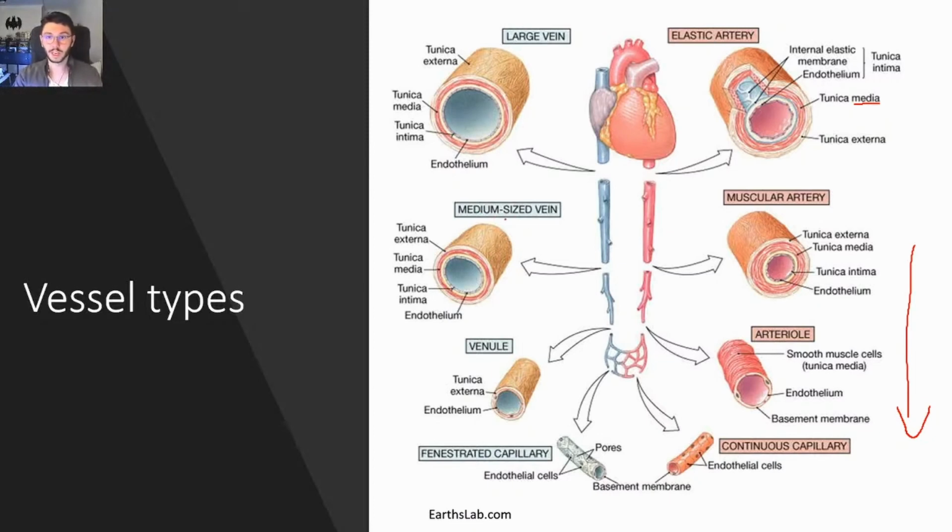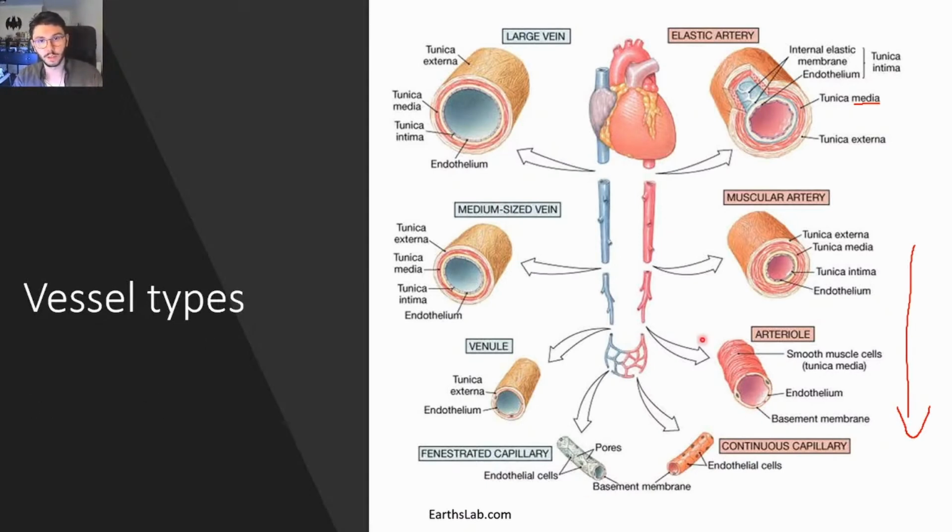The tunica media is much thicker, but the tunica externa is quite thin when you compare it to the elastic artery. And this is because the blood has already gone through these thick elastic arteries and it's getting distributed. So it doesn't need that extra protection. So the tunica externa here is very thin. We move on to the arterioles here.